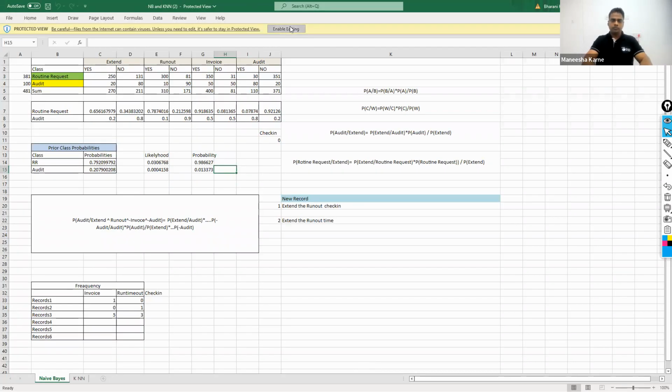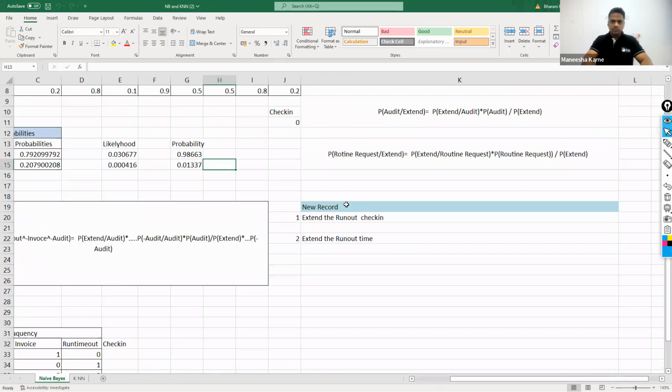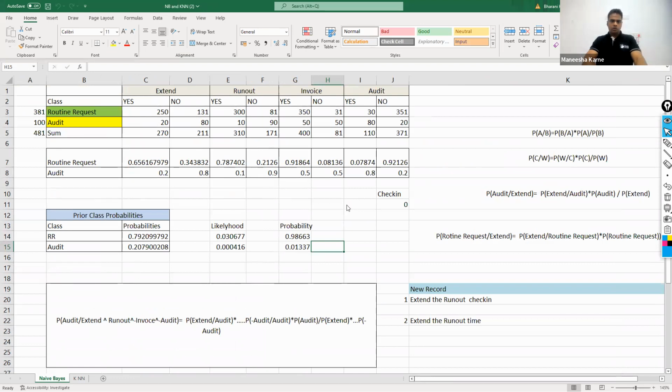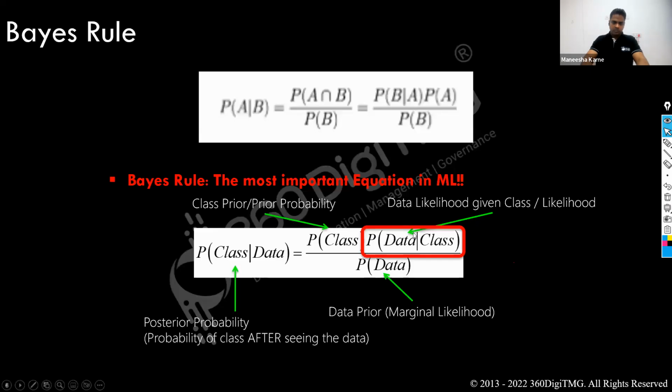Okay. Found the file, so let's proceed. We will be directly applying this formula: likelihood, class prior or prior probability, data prior or marginal likelihood, posterior probability.